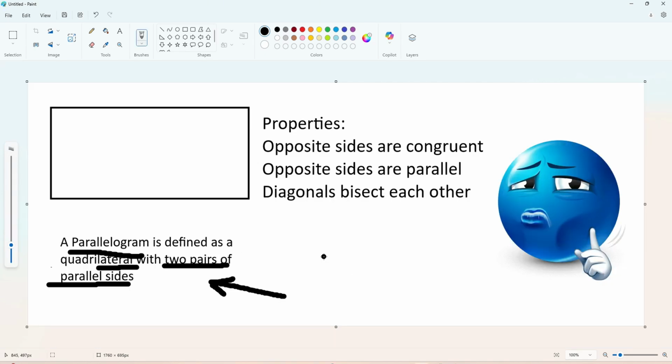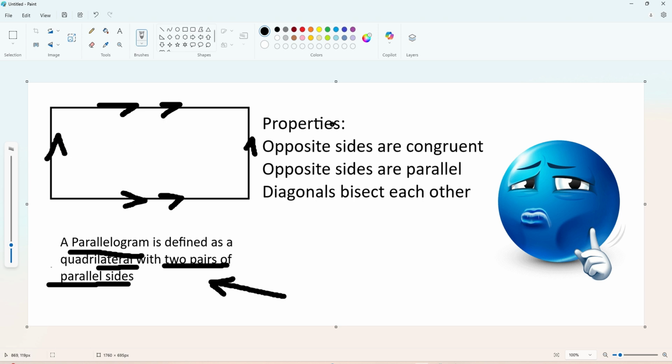Let's get into our first type of quadrilateral, a parallelogram. A parallelogram is defined as a quadrilateral with two pairs of parallel sides. Now let's mark it up to help you visualize it. This side will be parallel to this side. This side will be parallel to this side.